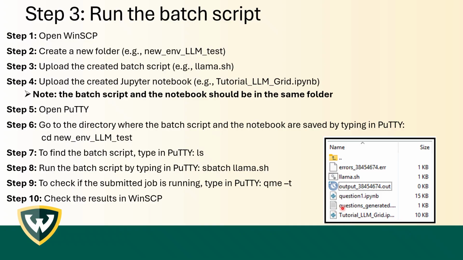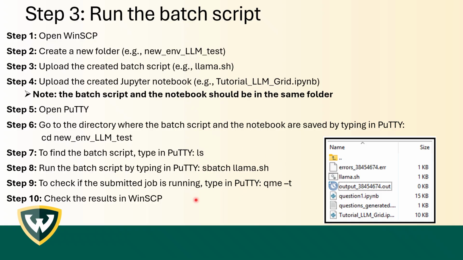And then we need to open PuTTY in order to be able to connect to the grid, and in order to go to the directory where the batch script and the notebook are saved, we can type in PuTTY the following command, which is cd with the name of the new folder created in WinSCP. In order to find the batch script, which is llama.sh, we can type ls in PuTTY, and then we can run the batch script by typing in PuTTY the following command, which is sbatch llama.sh.